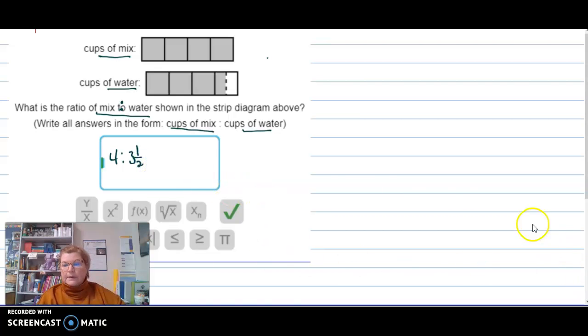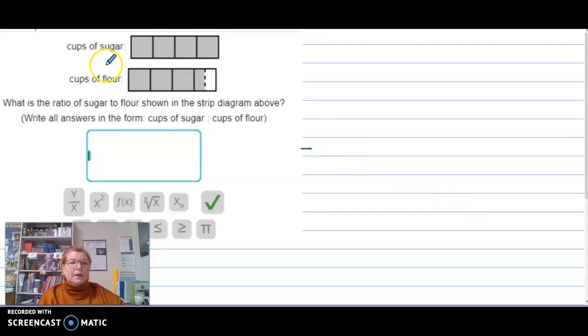Okay, next example. Cups of sugar, 4 parts. Cups of flour, 3 and a half. This is another part-to-part picture. What is the ratio of sugar to flour shown in the strip diagram above? They want the ratio written in this order: cups of sugar first, colon, cups of flour second, and it just goes 4 and 3 and a half again.